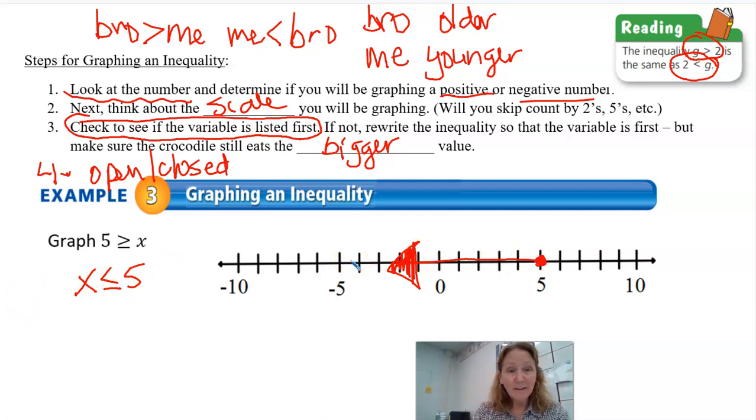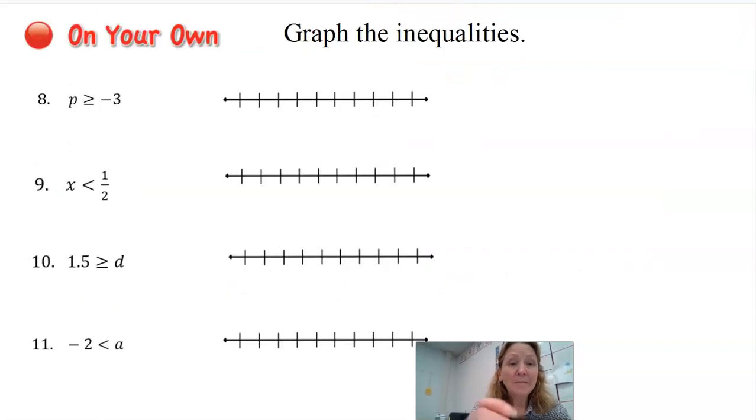Not that you have to rewrite it every time, but it's something to pay attention for and not do the arrow the wrong way. Okay, so now here's some problems. Try these, and that'll be it.